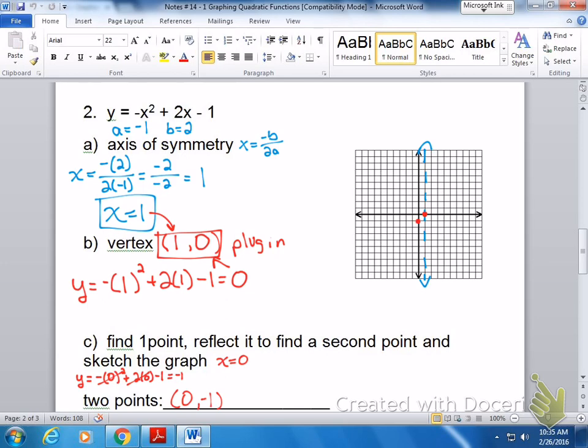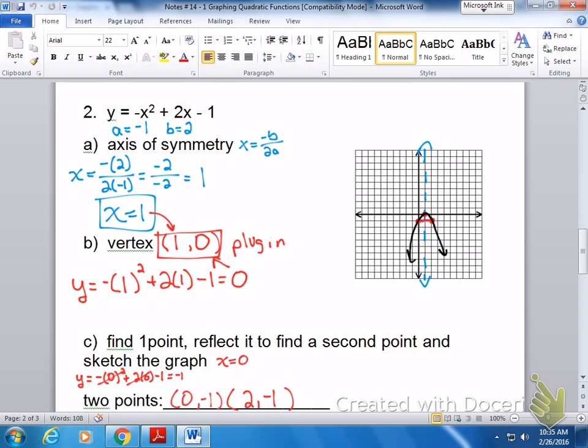So I need my second point, though. So I'm going to go back up here, and I'm going to look. I know this point right here is 1 unit away from my line of symmetry, so I'm going to go 1 to the other side. I'm going to mark my second point. Looks like it's over 2, down negative 1. And notice how when I reflected, I got the same y value. So now that we have our 3 points, I can graph it. I'm going to make it nice and curved, or at least the best I can.